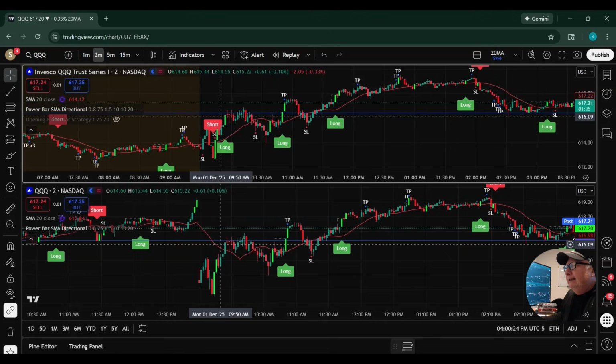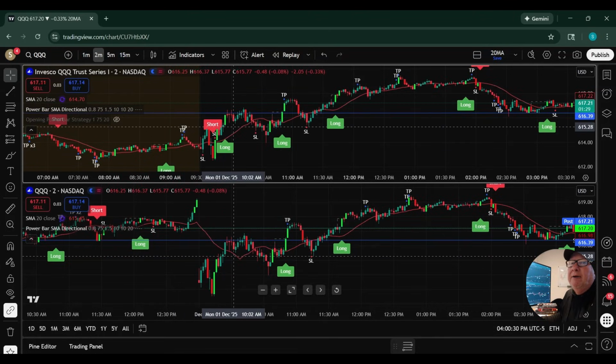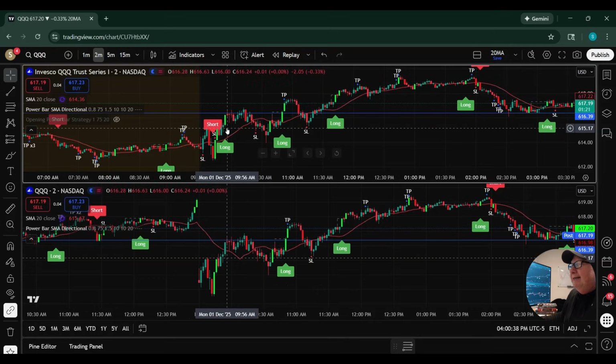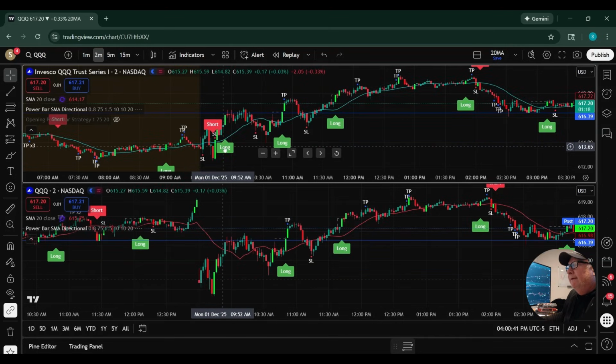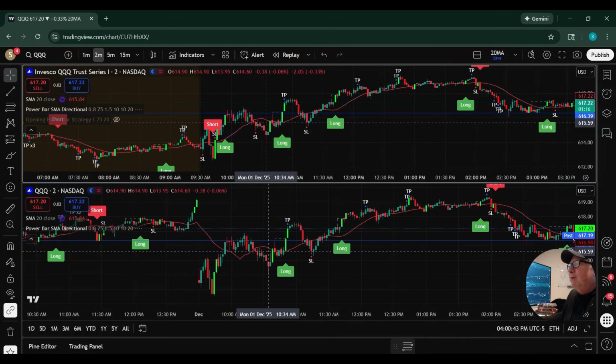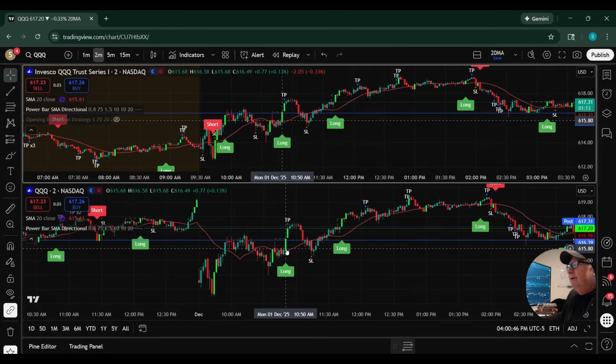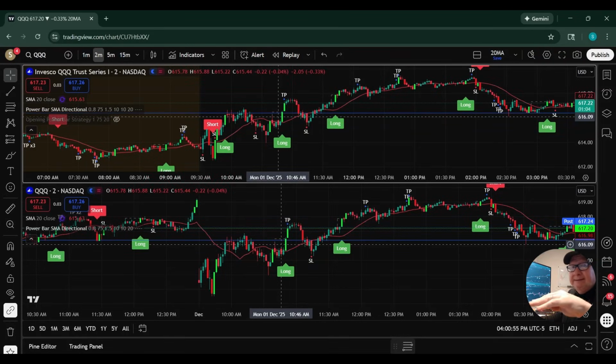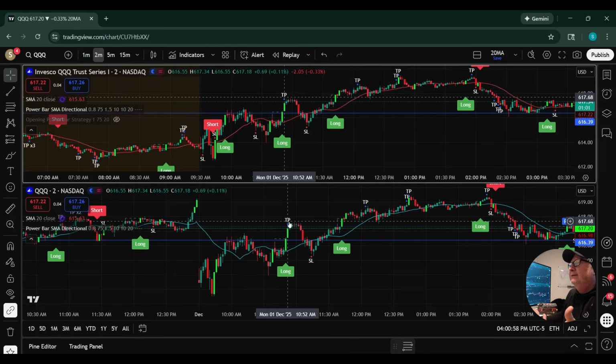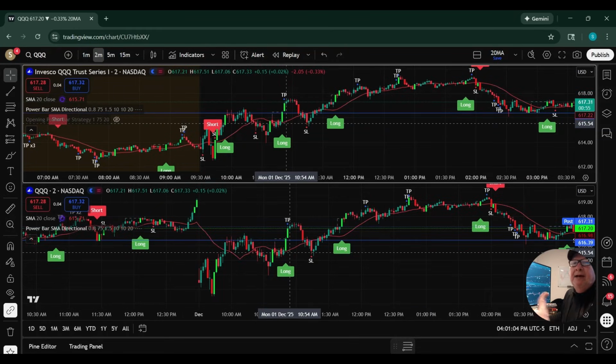In this case, the 20 is falling into the power bar, right? That's resistance coming into the power bar that I don't want to get long into. So I'm not going to take this short or this long. I'm not going to take a power bar trade until over here, when we get this power bar beginning at the 20, clearing resistance to the left, and you get a nice trade out of this. You get several nice power bar trades during the day today on the Qs.